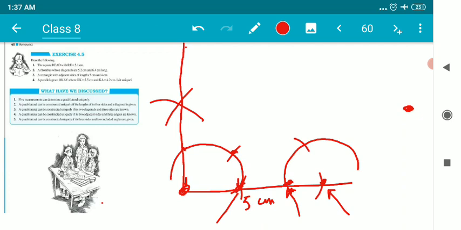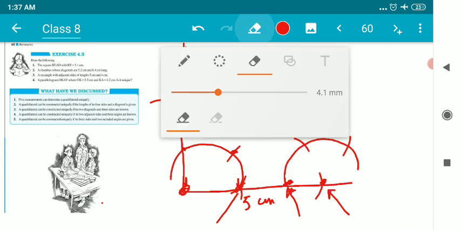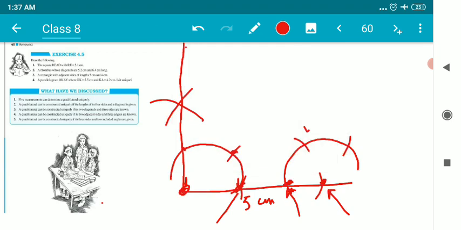I'll draw one arc like this. At this point, I'll draw one arc like this. Now children, what we'll have to do, we'll just place the needle of a compass over here. I'll give one arc like this, and I'll place the needle of my compass over here. I'll give one arc like this. What is my next job? My next job is to make them join. I'll just make them join.